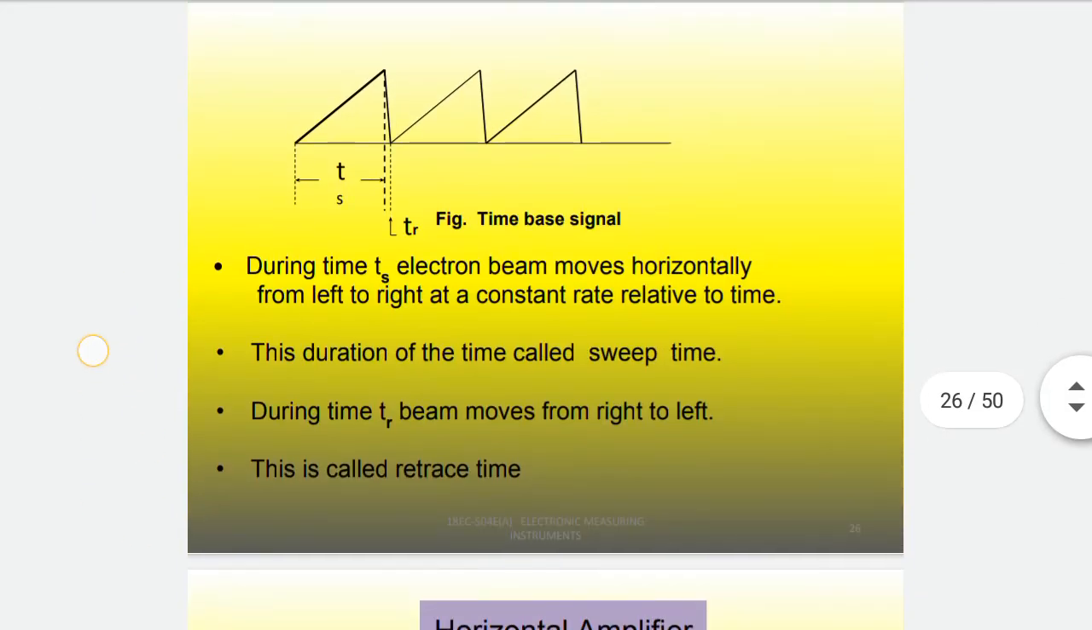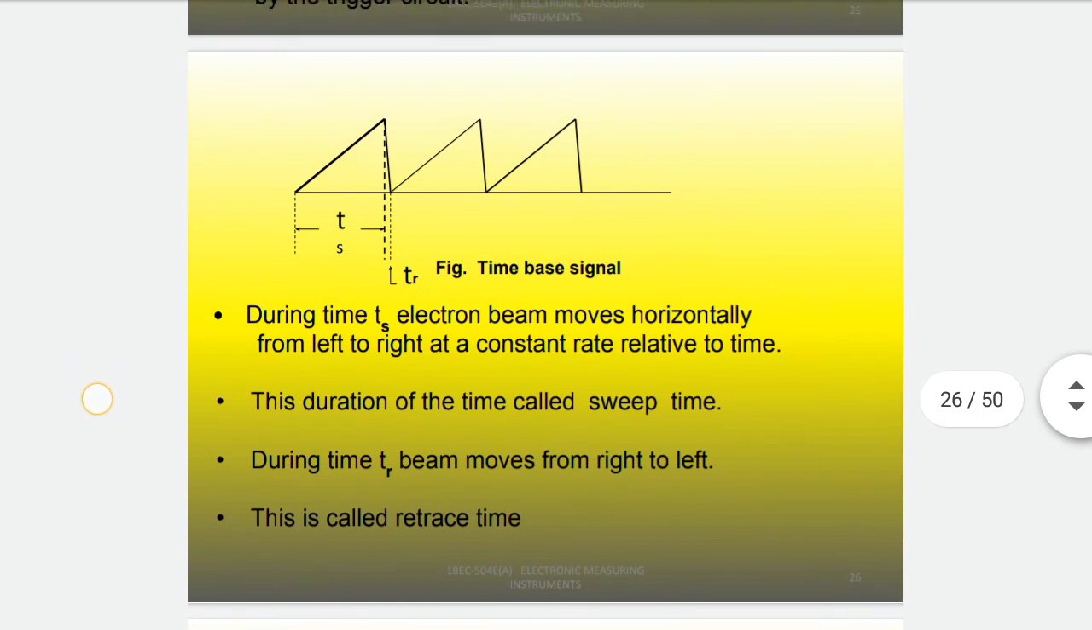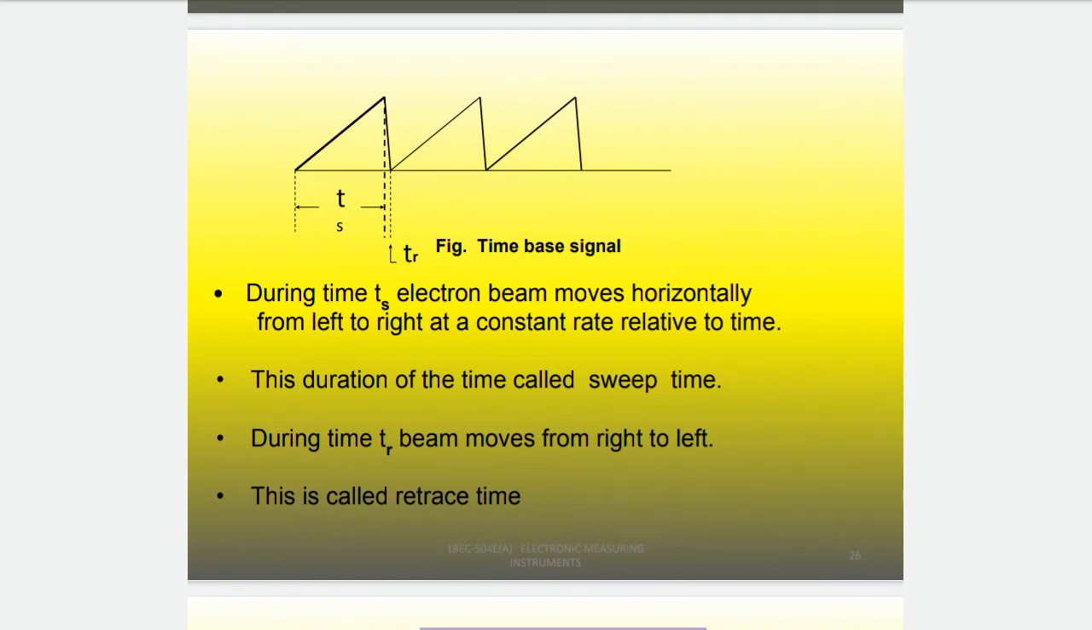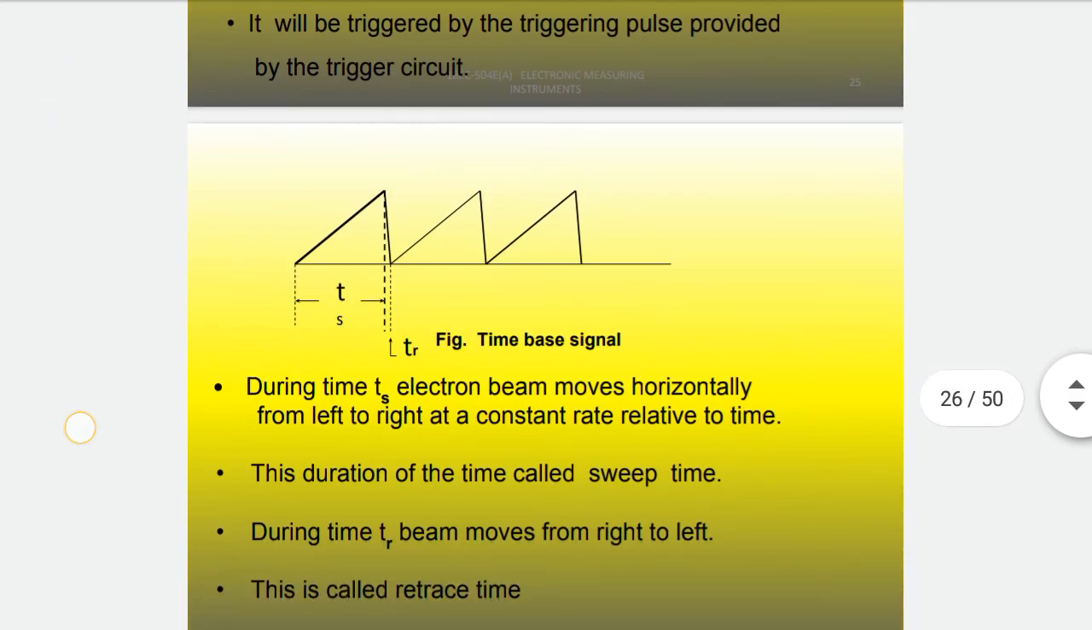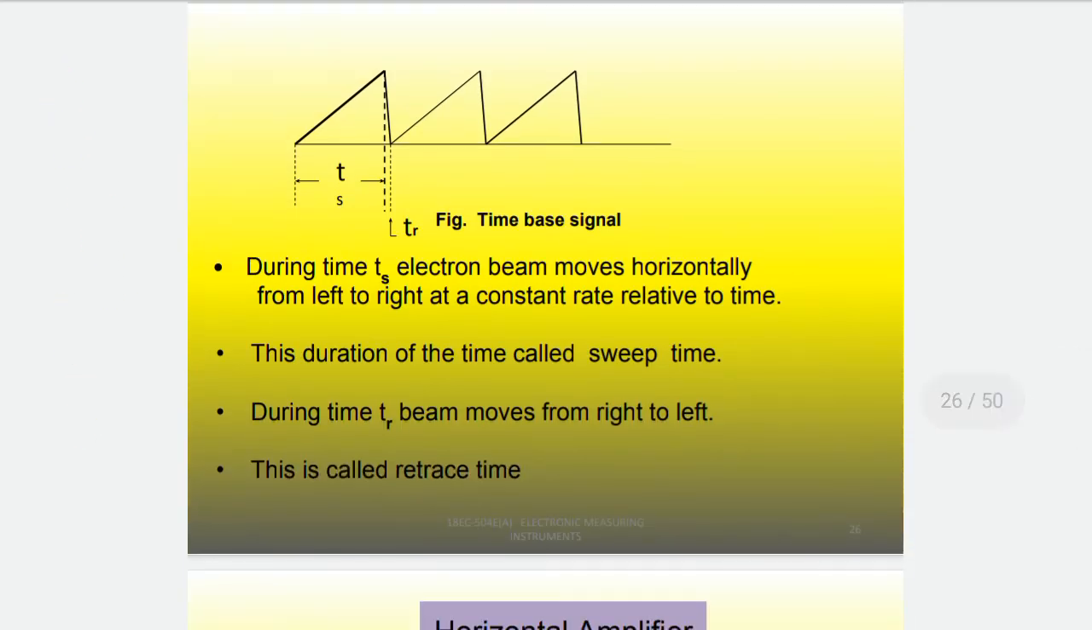You can see in the figure, the purpose of the trigger circuit is to synchronize the horizontal deflection with the vertical deflection, and the trigger circuit converts the incoming signal into the triggering pulses which are used for the synchronization. The time base signal is the sawtooth signal.